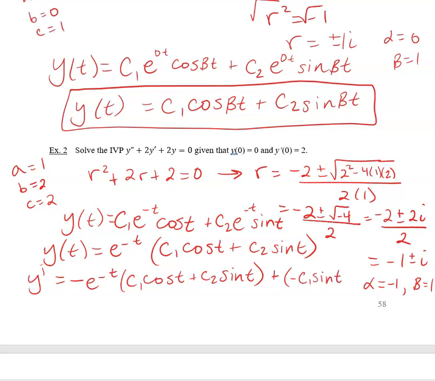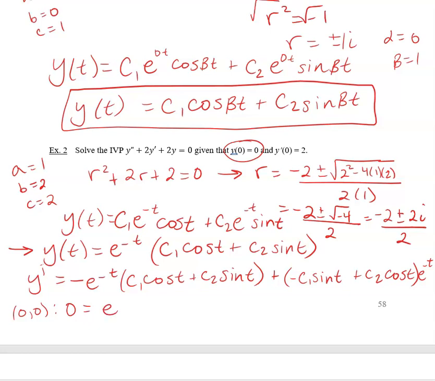Let me erase some stuff here just so we have a little bit more room. And then the derivative of sine would be positive cosine. So that would be, let's see, plus C2 cosine of t, and then times the first recopied, which was e to the negative t. So this is not a pretty equation, but we can work with it. Let's go ahead and put in the information they gave us. I'm going to start with 0, 0. Now that went with the original y equation, so I'm going to plug that into the y equation here.